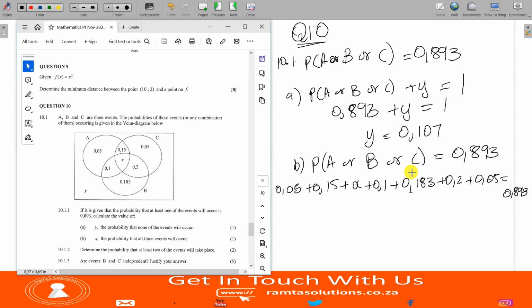So let's take our calculators quickly. 0.05 plus 0.15 plus 0.1 plus 0.183 plus 0.2 plus 0.05. What do we get? We get X plus 0.733 equals 0.893. Okay. Therefore, this means X equals 0.893 minus my answer. It's 0.16. Right? X is 0.16. Okay, guys. This is our answer. X is 0.16. Perfect. Moving on.